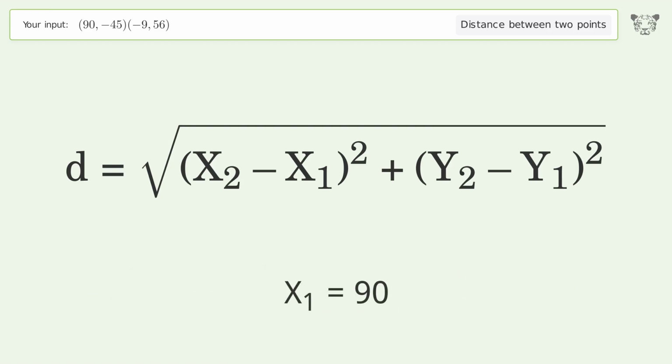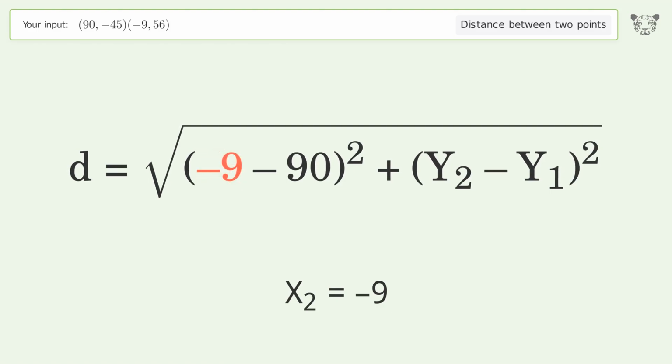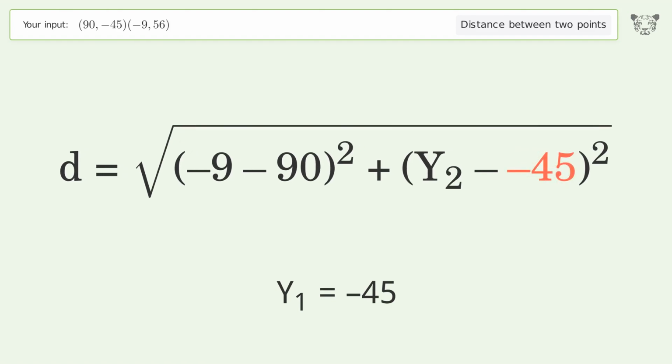x1 equals 90. x2 equals negative 9. y1 equals negative 45. y2 equals 56.